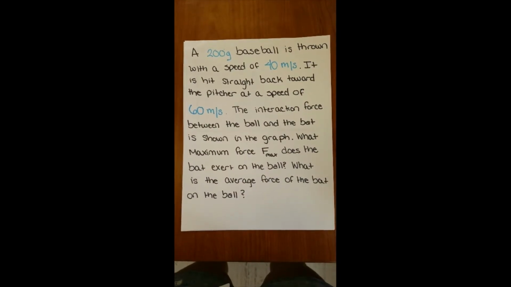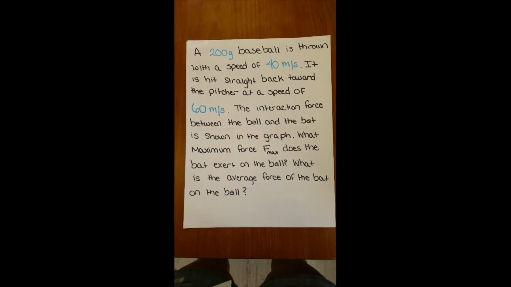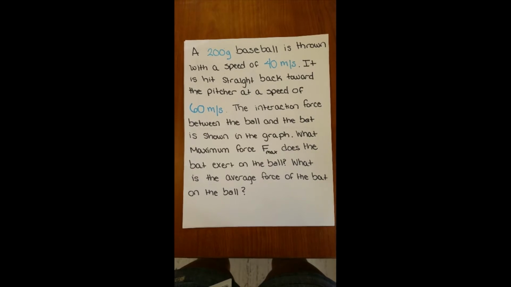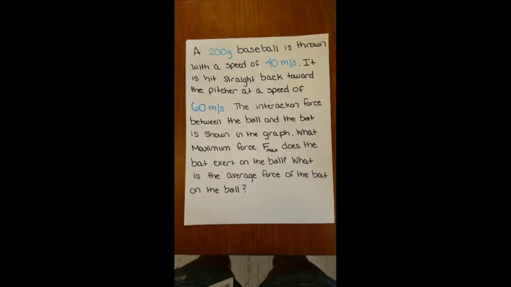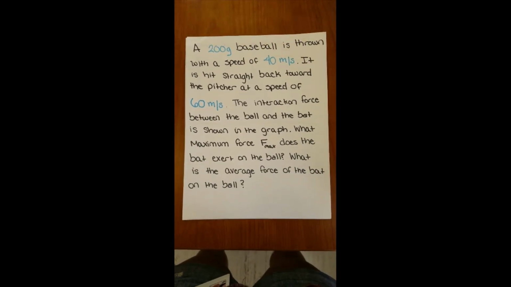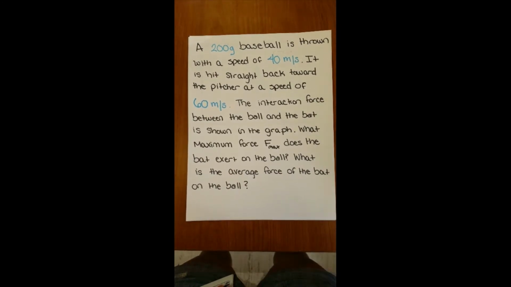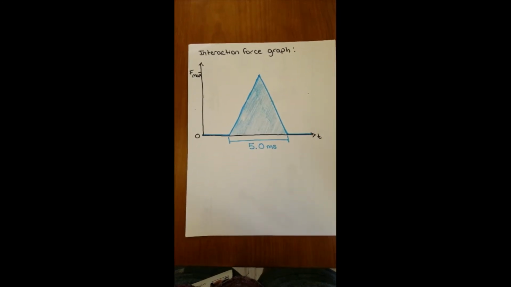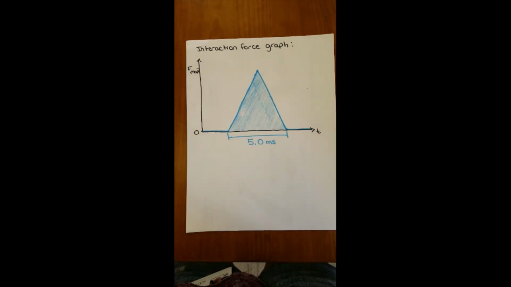A 200-gram baseball is thrown at a speed of 40 meters per second. It is hit straight back toward the pitcher at a speed of 60 meters per second. The interaction force between the ball and the bat is shown in the graph. What maximum force, Fmax, does the bat exert on the ball? What is the average force of the bat on the ball? This is the graph showing that the Fmax is over a time of 5 milliseconds.